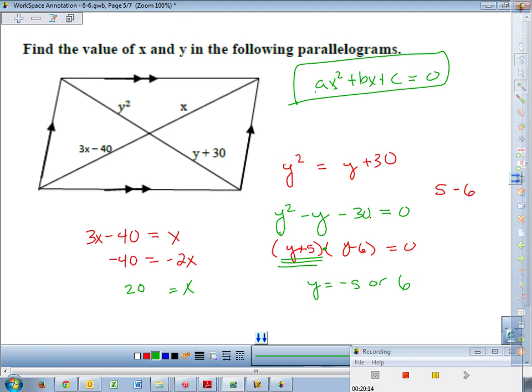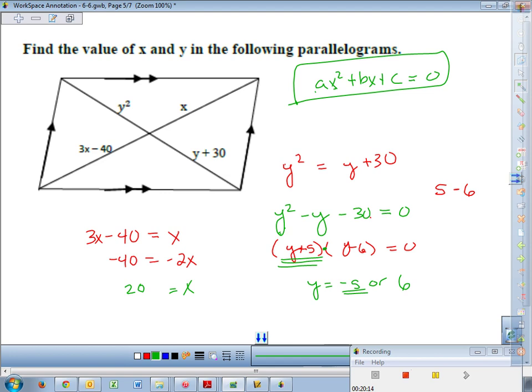And why do you want to throw out the negative 5? You can't have a negative length, is what someone said, right? You can't have a negative length. Is this the length, this negative 5, is that the length of the diagonal? Yes or no? So what you have to do is you have to substitute those numbers back in to see what the length would turn out to be.